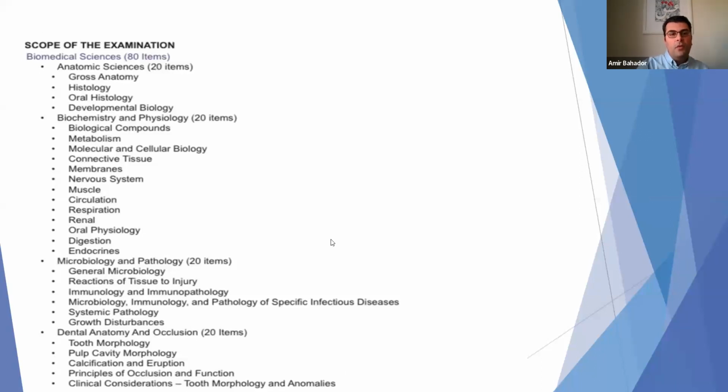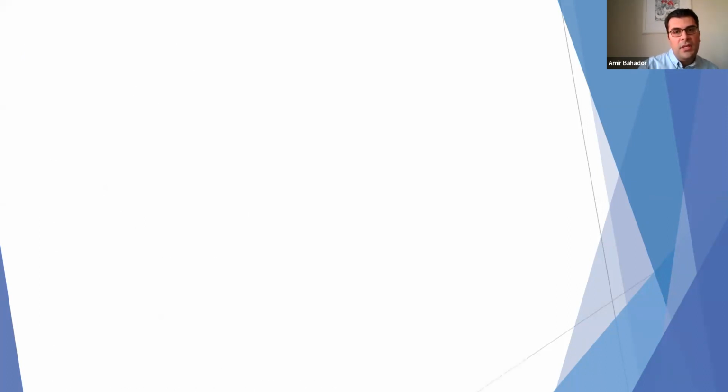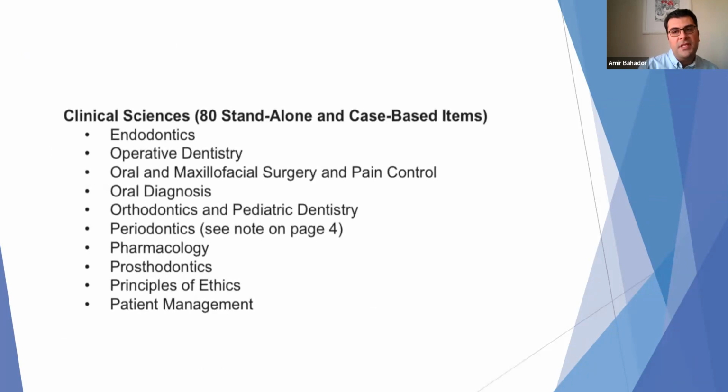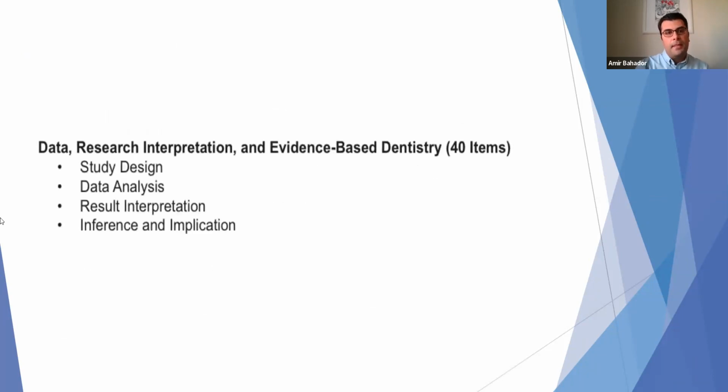This was a whole schematic form that shows you the topics that you have to cover all to get the 80 items or questions in biomedical science. Let's move to another part of the exam, which again consists of 80 questions: clinical science.